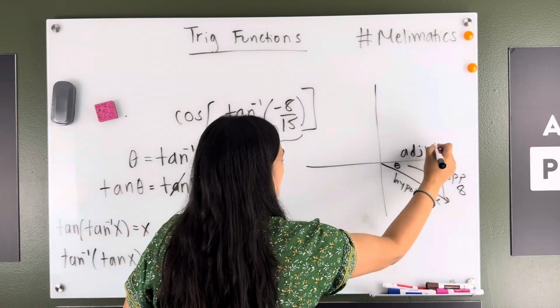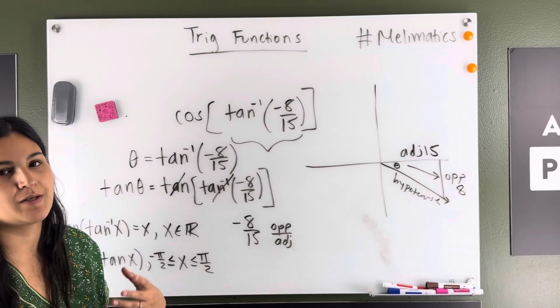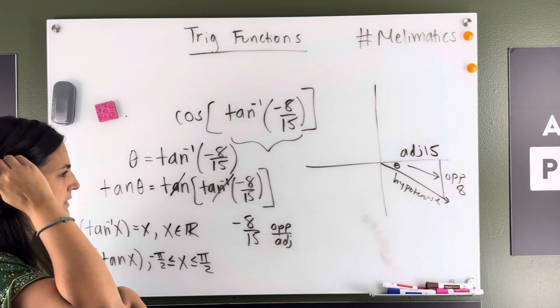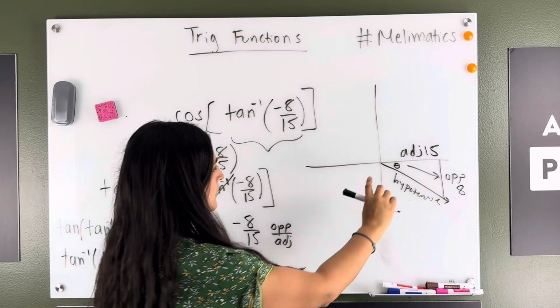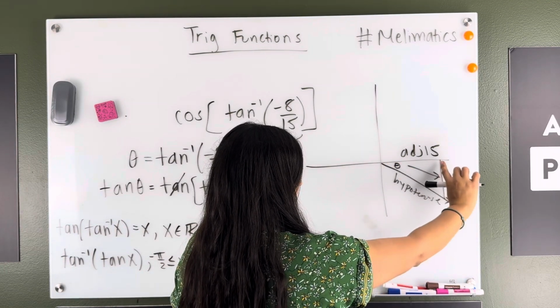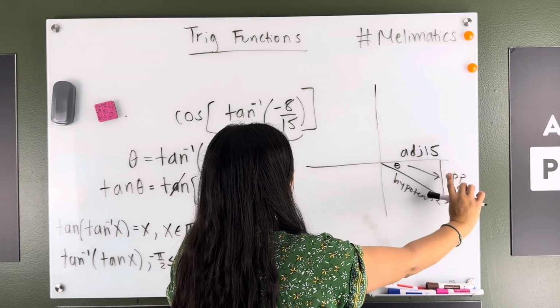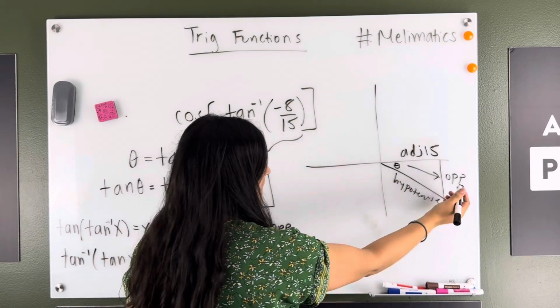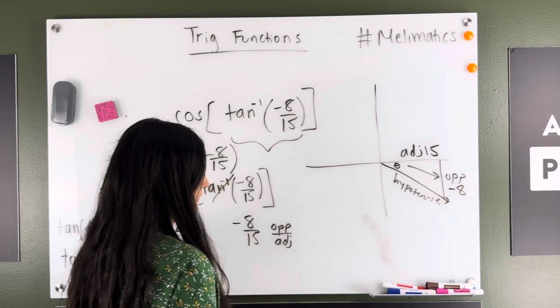Okay, so based on this, we have opposite, adjacent, and remember that the negative is there, but the negative has to make sense, right? So where would it make sense for the negative to be in the fourth quadrant? Well, not for the 15 because this is cosine and cosine is positive, right? X is positive in the fourth quadrant, but y is negative, so it makes sense for this 8 to be the one that's negative, okay?